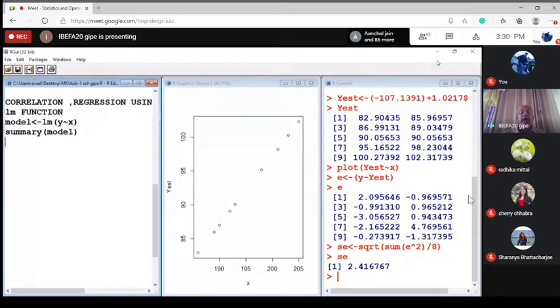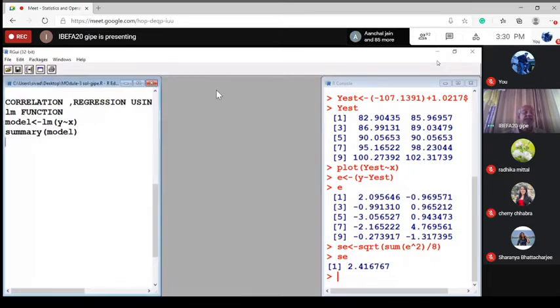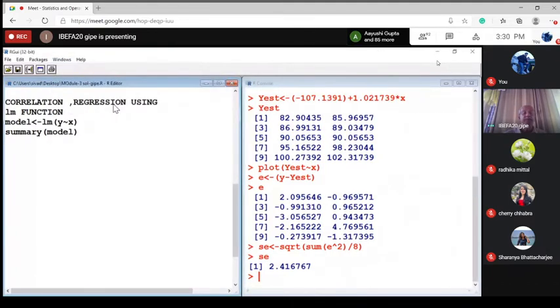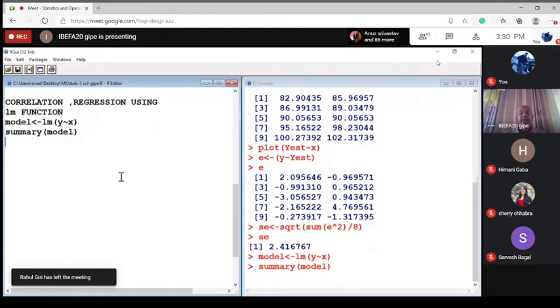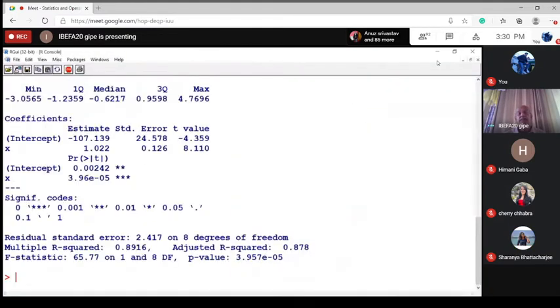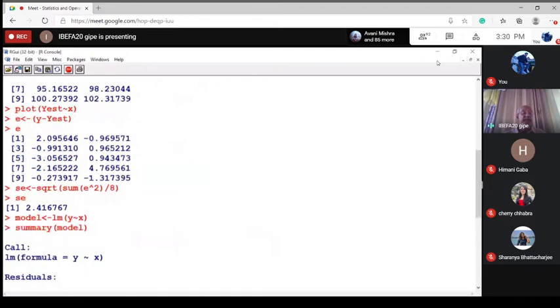See now what is going to happen. Only this much, and you are going to get the complete answer. So what is this LM function? LM means linear model function. Okay, sir. Linear model, dependent variable on independent variable. See the answer. The complete answer is ready.